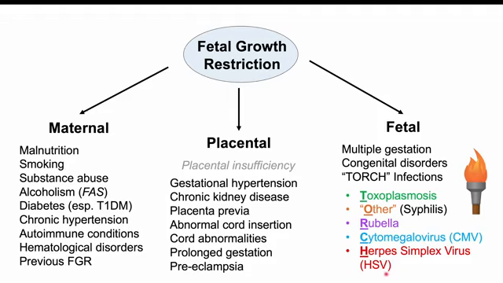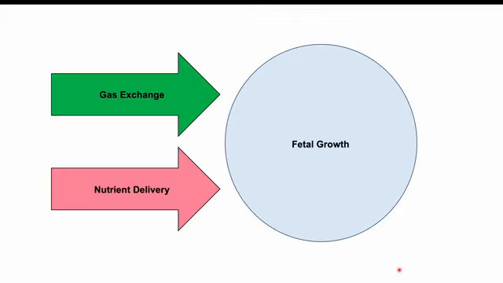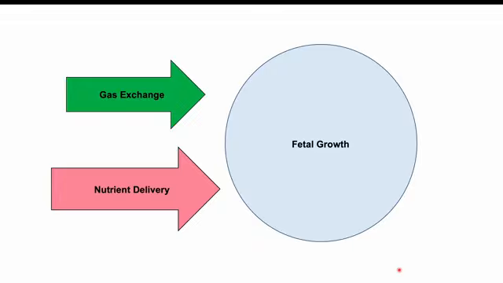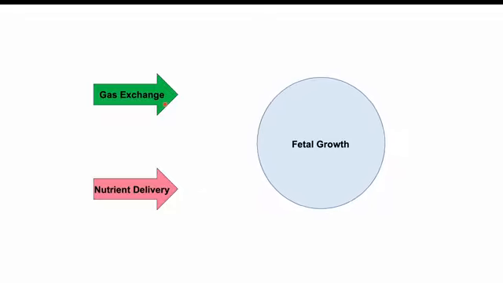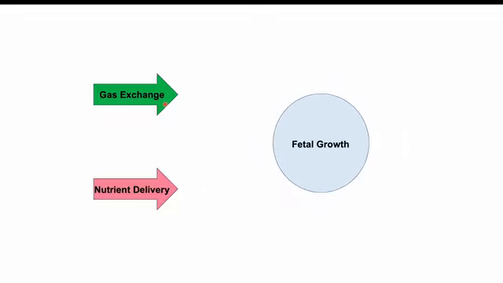So these are the TORCH infections that can cause fetal growth restriction as well. So fetal growth, again, is going to require adequate gas exchange and nutrient delivery. So if there's not enough gas exchange, or it's reduced for some reason, or if there's some reduction in nutrient delivery, either of these could be due to placental insufficiency, some of those causes we talked about before, or if the pregnant patient smokes or has some other health condition or is using substances that impair gas exchange or nutrient delivery, this can all lead to reduced fetal growth or fetal growth restriction.